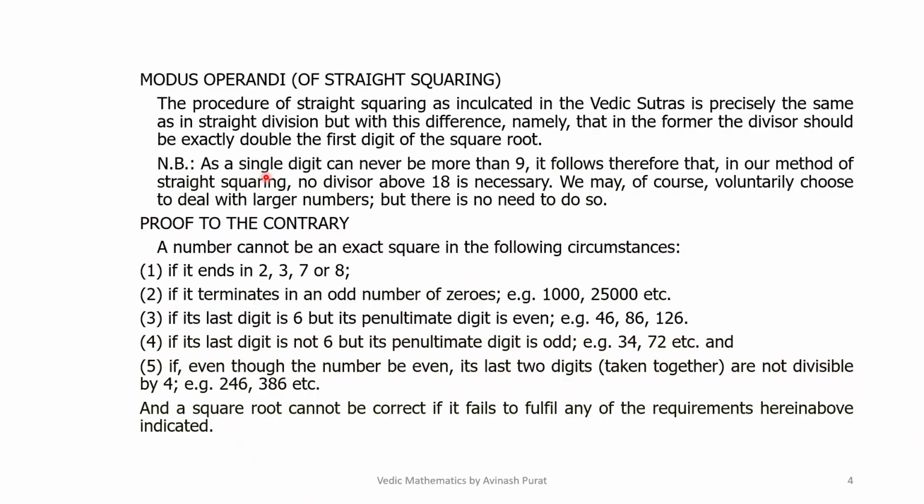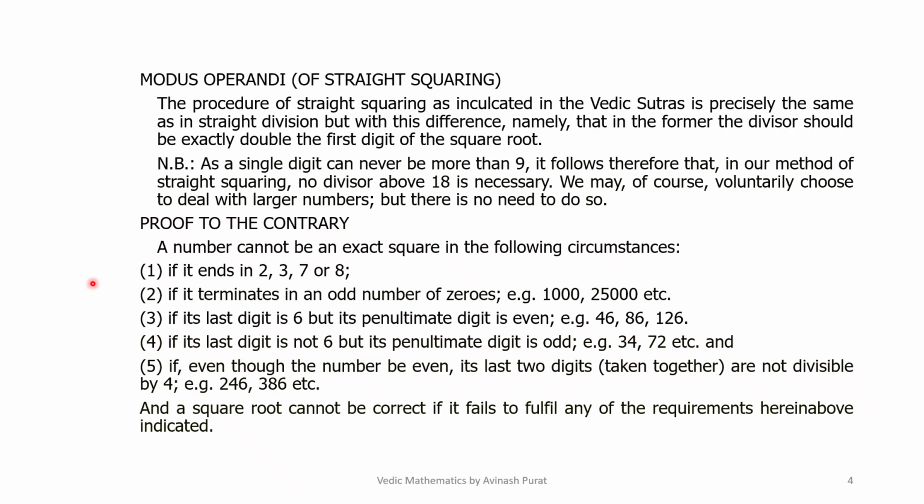Note, as a single digit can never be more than 9, it follows therefore that in our method of straight squaring, no divisor above 18 is necessary. We may of course voluntarily choose to deal with larger numbers, but there is no need to do so.